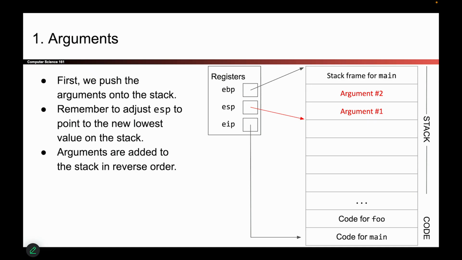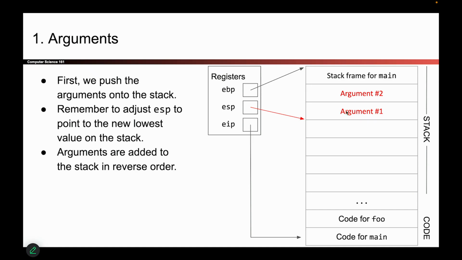And there's actually lots of different ways you can do this. You could use registers. Main could, I don't know, pick up the phone and tell foo what the arguments are. But in x86, the conventional way to pass arguments is to put them on the stack. So let's say main has 2 arguments for foo. What we're going to do is push those 2 arguments onto the stack.